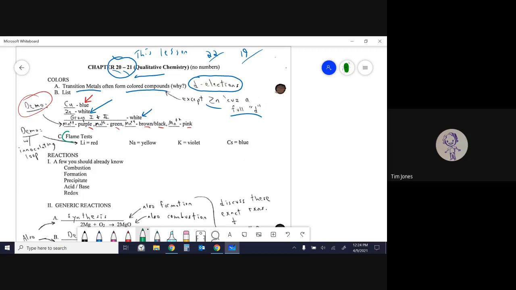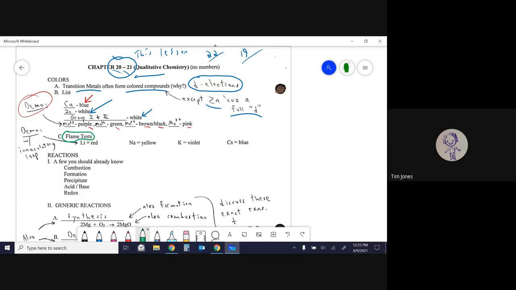Now, the colors I mentioned before are just without any extra energy. So everything I mentioned before the flame test, that's just when you look at it and you're not really subjecting it to anything. A flame test, you're actually putting excessive energy in and you're causing the electrons to jump all over the place. And it could be useful when identifying things.